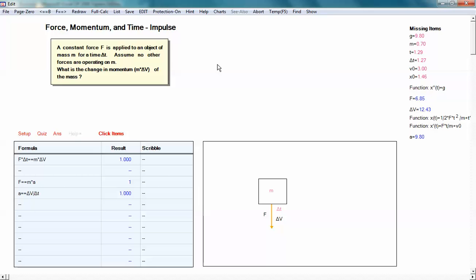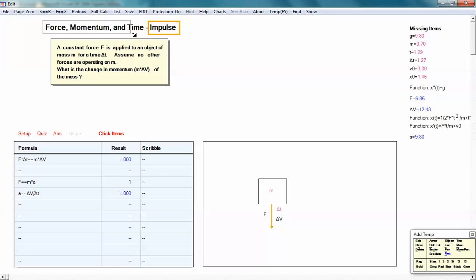In this module, we're going to define the concept of impulse. Impulse relates force, momentum, and time. So here's our situation. Let's suppose we have a mass, and let's suppose that it's floating above the earth somehow. We don't know how it got there, but there's a force acting on it. And we can imagine that force to be gravity, but this formula applies to any force whatsoever.